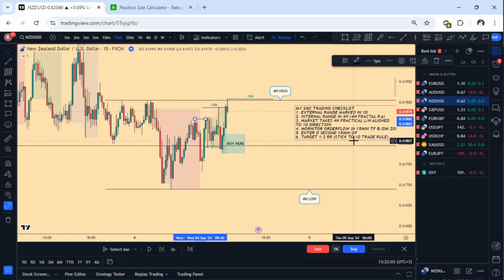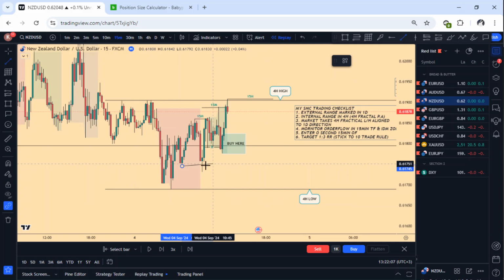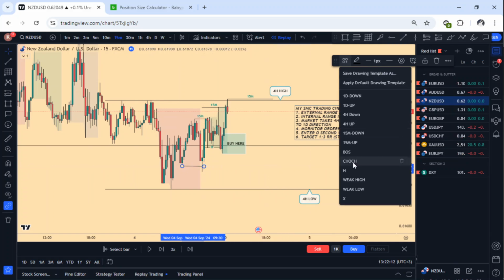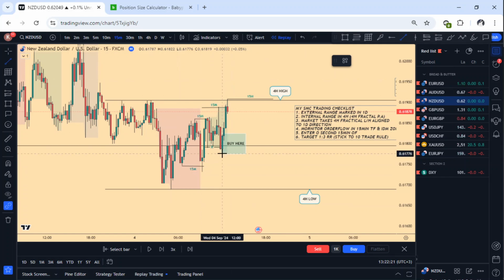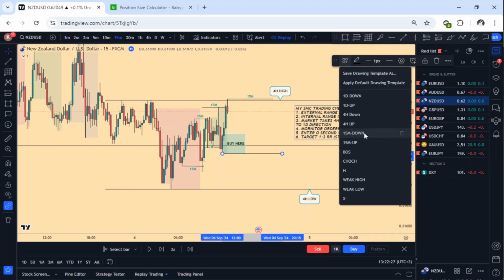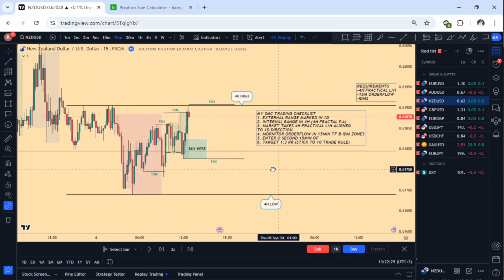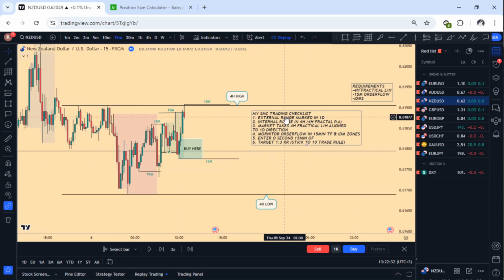High probability break of structure just happened there. Why? Because it took IDM somewhere here and then pushed upward, created another structural liquidity somewhere here, and then moved upward. So this is our fractal low in 15 minutes. I don't expect that one to be taken if this market is to continue. So I've already marked that up. So I've now monitored in 15 minutes.